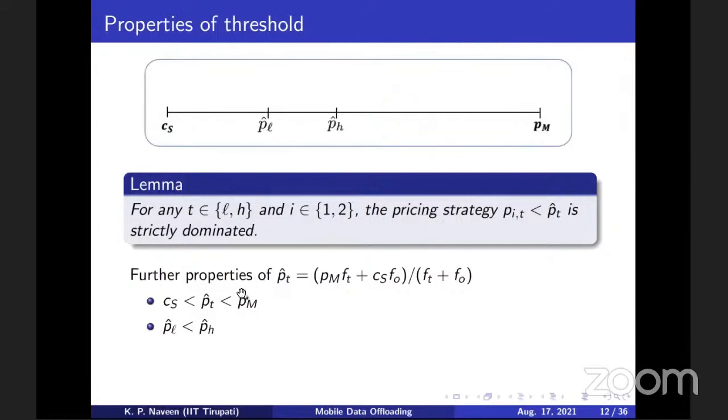These are just some simple properties of this threshold. The threshold related to low flow is going to be less than the threshold related to high flow. This simply follows because this is an increasing function of ft. Also, we can ensure that this price falls in this interval. Again, that follows from the form of this function.